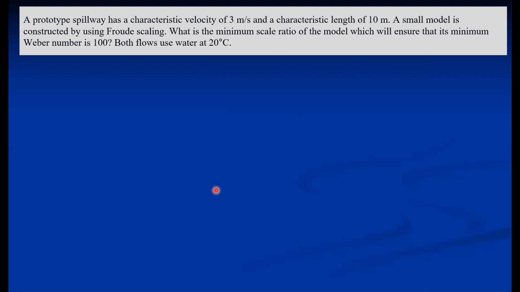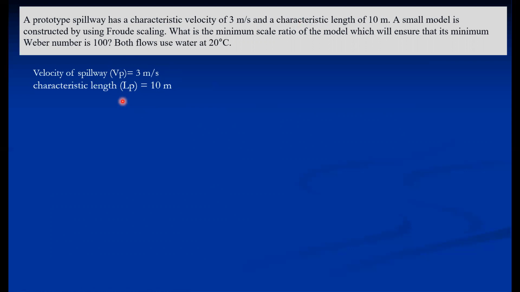In this example, the prototype values are given. For example, the velocity of the spillway in the prototype is 3 meter per second. The characteristic length is given. A small model is constructed using Froude scaling, but that model also ensures that the Weber number is minimum 100. So we have to use both laws to get this scale ratio. Scale ratio means Lm by Lp or Lp by Lm, both are the same. Now Lp is given, we have to calculate Lm.